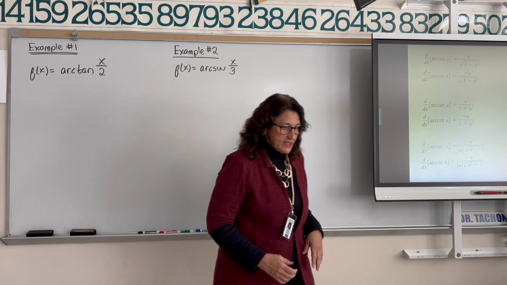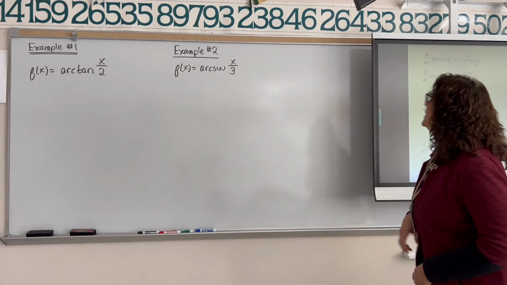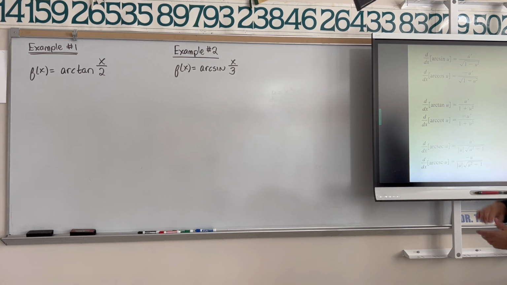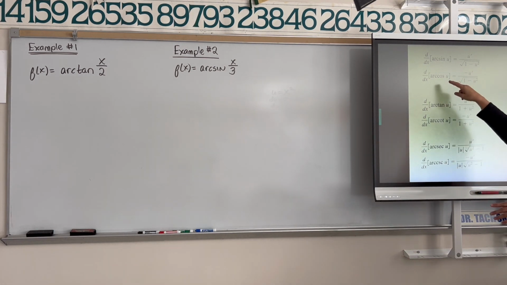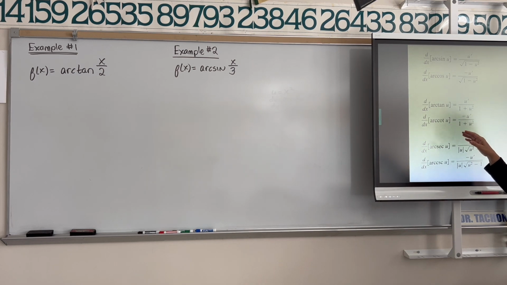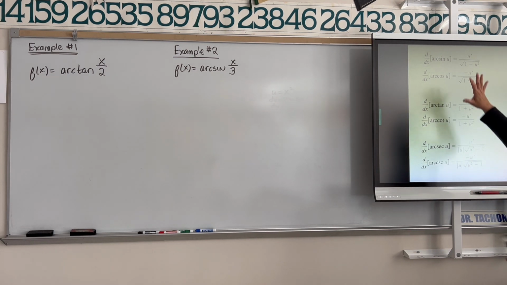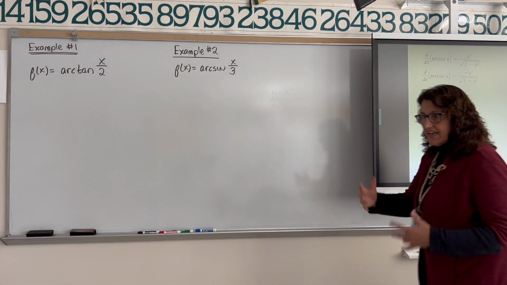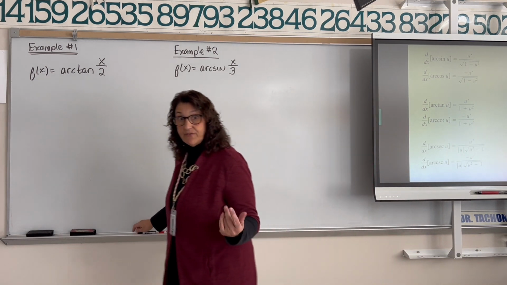So when you differentiate arcsine u, you're going to have u prime over radical 1 minus u squared. Note that the derivative of arccosine u is the negative of the arcsine. Arctangent u, you're going to have u prime over 1 plus u squared. The derivative of arccotangent u is just the negative of the arctangent. And then arcsecant u prime over absolute value u radical u squared minus 1. The arccosecant formula is the negative of the arcsecant, okay? So there are some connections you can make to help yourself remember these formulas.